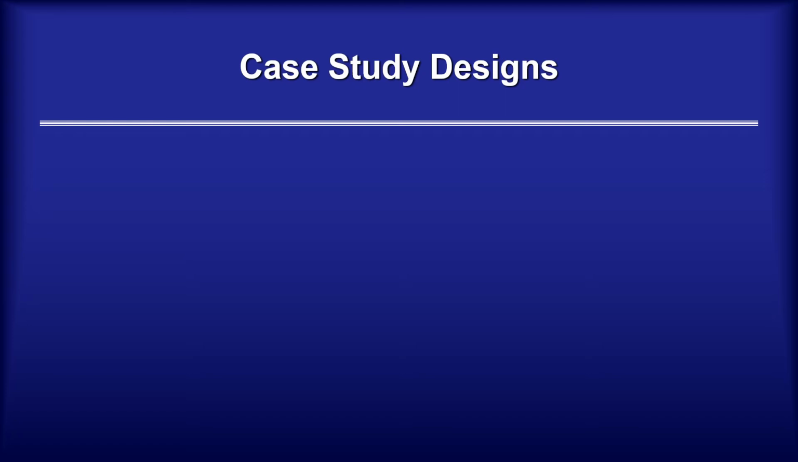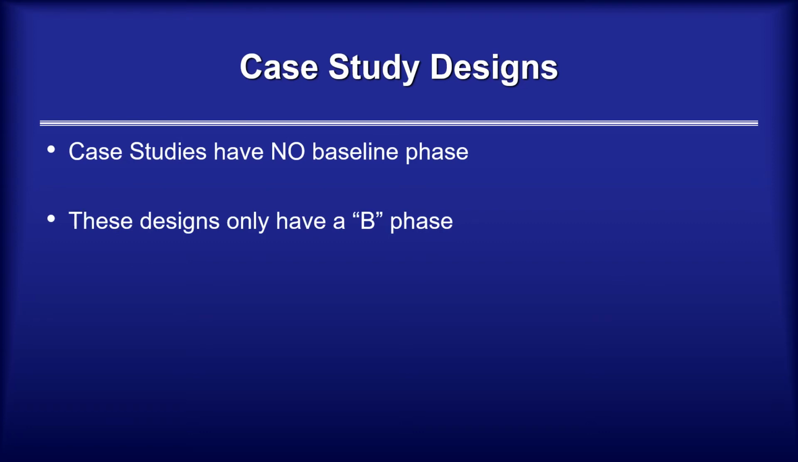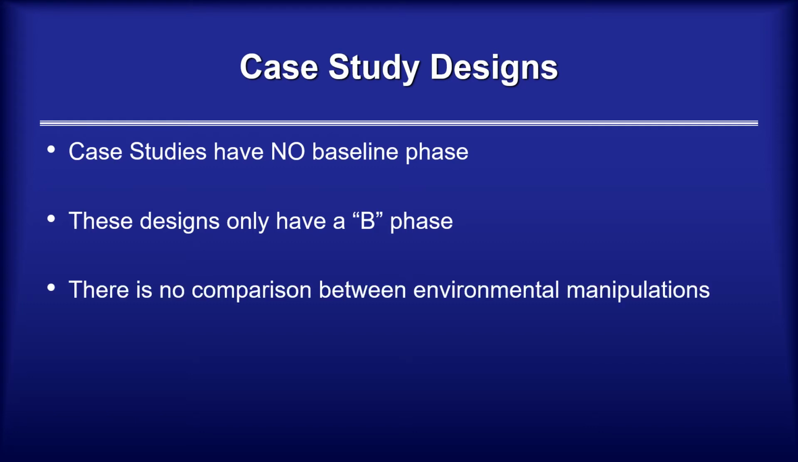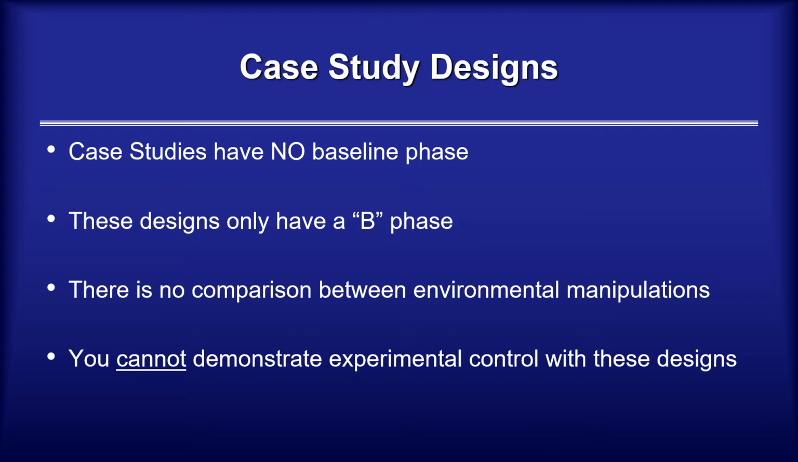Now we'll briefly talk about some pre-experimental designs that don't fulfill our needs for prediction, verification, and replication. Case studies have no baseline phase. Treatment is introduced prior to or in conjunction with initial observation of the target behavior. Using the experimental design nomenclature, these designs are B only, meaning that they're only the application of the treatment. There's no comparison between environmental manipulations, no replication or verification. So, you cannot demonstrate experimental control with these designs.